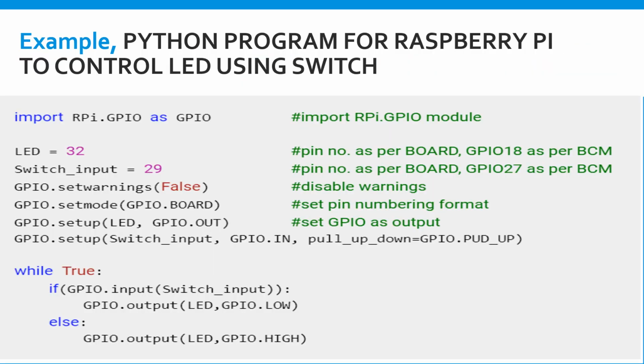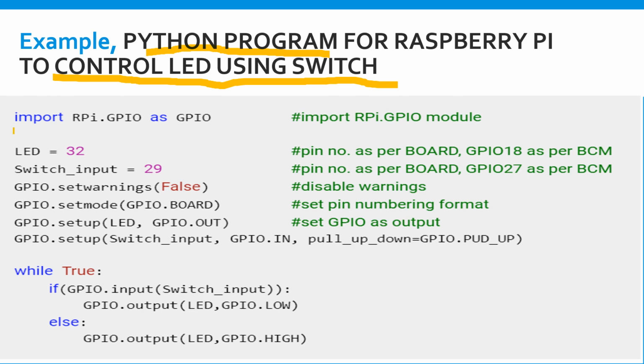Now let's revise all GPIO functions using this Python program. This Python program is to control an LED using a switch. Two components, two devices we are using here, LED and switch. We are going to control the LED using the switch. Now let's revise all GPIO functions that we have studied using this example.